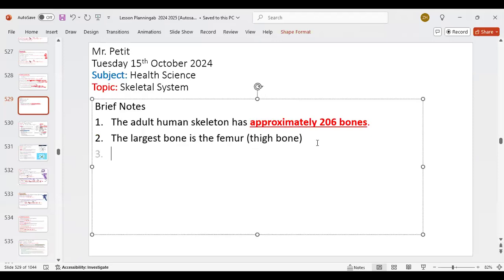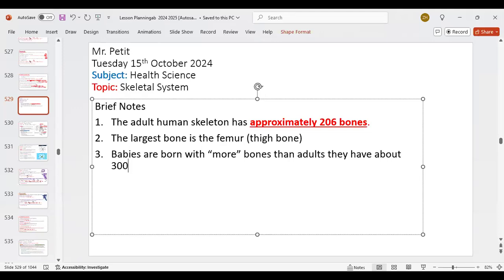And babies are born with more or less bones? More bones than adults. They have about how much? About 300 bones. Right?